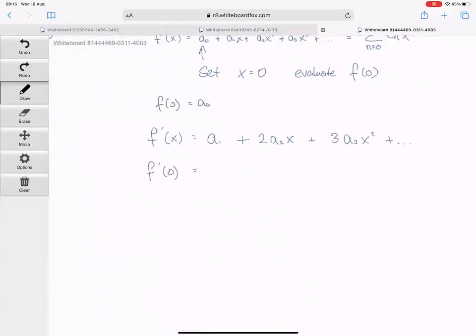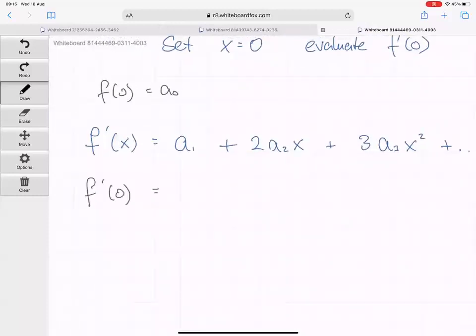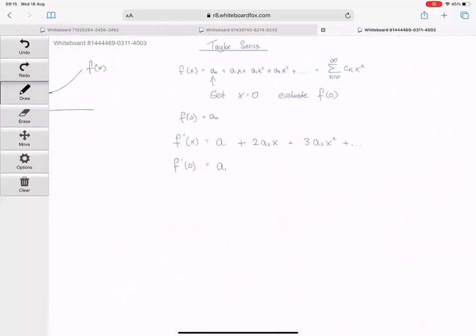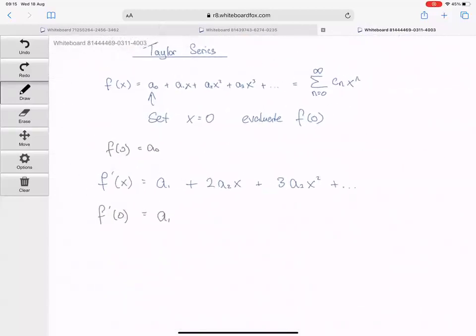So f dash of 0 then, well, when x goes to 0, this term and all of the higher terms are going to be 0 because they contain an x. So we'll just get a 1. Okay, all right. I just need to do a couple more of these. You'll see why.